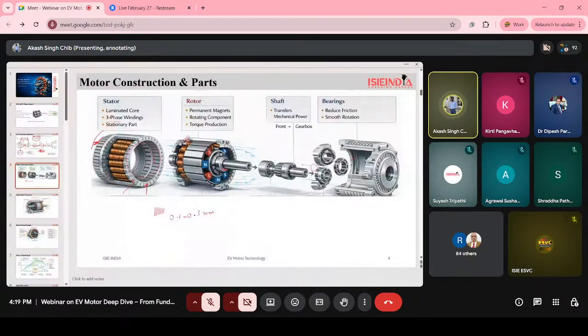Okay, and we have windings like this. It is made up of aluminum. In some motors you can see some use aluminum windings, and some use copper. Basically in EVs we mostly use copper windings.